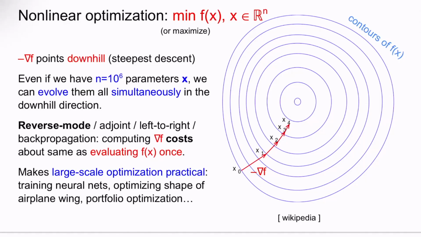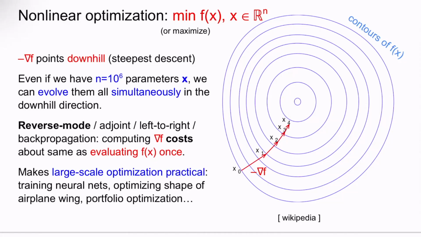You don't want to optimize each variable one at a time, because that'll take forever if there are 1 million variables. And as we're going to talk about over and over again, it turns out that when you have a scalar function of vector inputs, you can compute all million derivatives, or all n derivatives, the gradient, with about the same cost as evaluating the function once. So evaluating the function, say, is a big neural network.